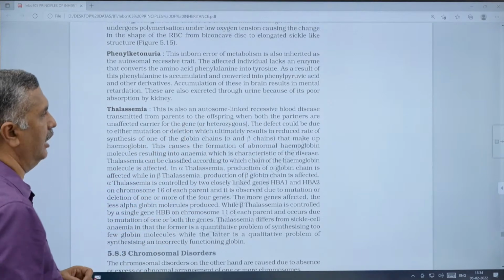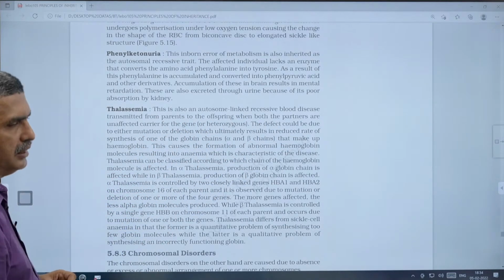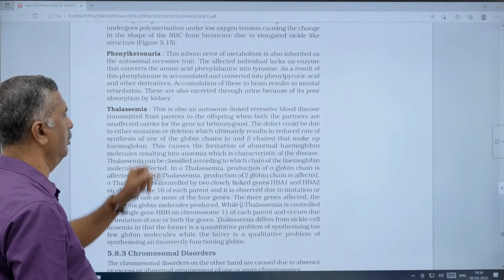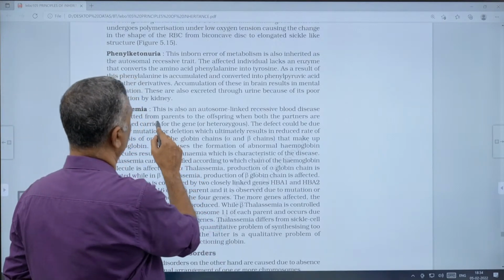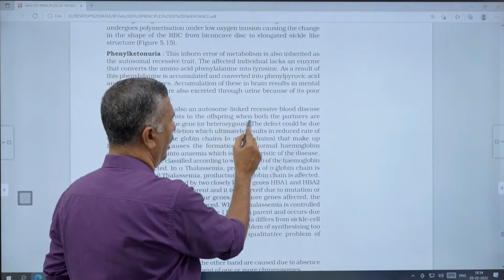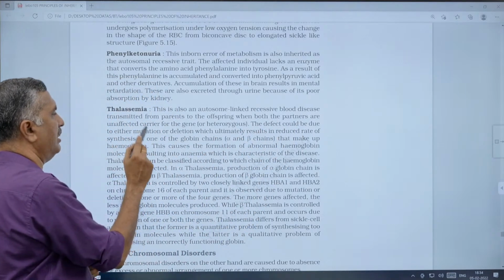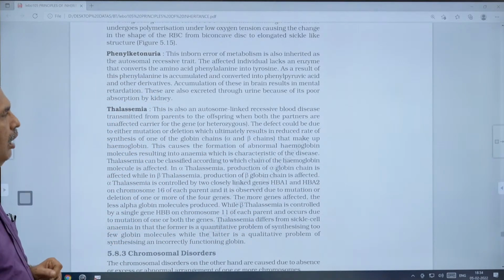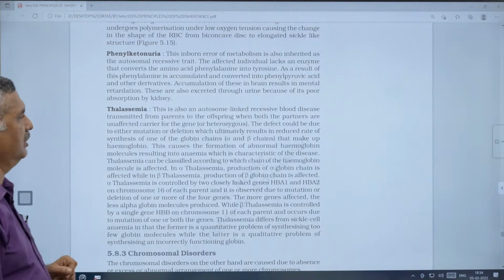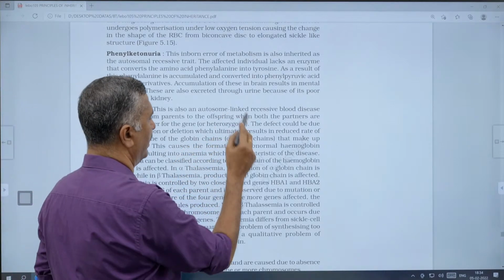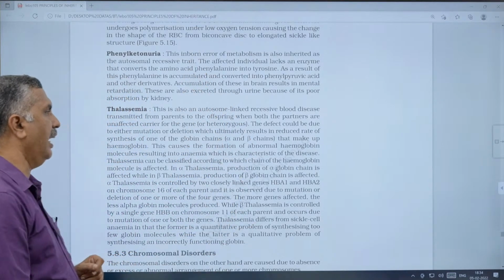It is a blood disease, just like sickle cell anemia. Sickle cell anemia is a blood disease, and thalassemia is also a blood disease. And it is transmitted from parents to the offspring when both the partners are unaffected carriers for the gene, or it is called heterozygous. Same as in the case of sickle cell anemia.